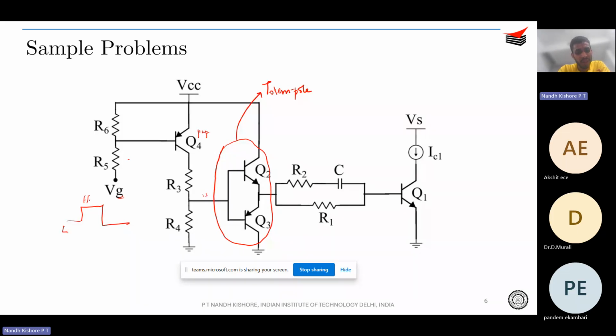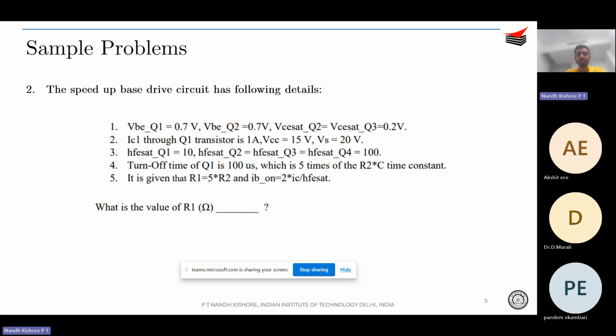And when your VG is high, what's going to happen? Your VG is high, therefore your Q4 would be off. So obviously your Q3 is going to be turned on, right? Okay, so this is the operation. Here we need to find out in this problem what is R1. Okay, all others are given.